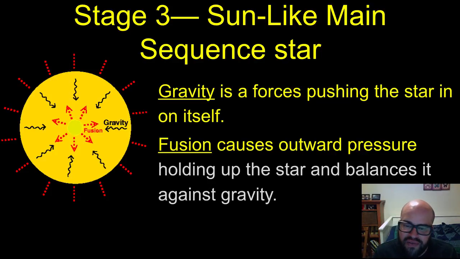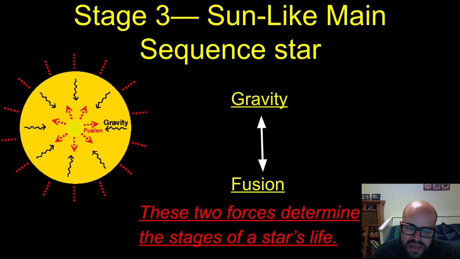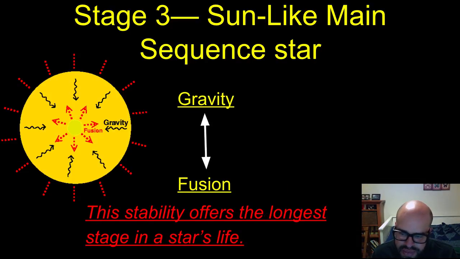And this back and forth, this balance that's eventually reached, is what keeps a main sequence star so steady for so long, because those two things, fusion and gravity, are balanced out. And here goes another diagram showing that. This offers the most stability in a star's life, and so this is going to be the longest part of a star's life. Like, our sun is going to be a main sequence star for 10 billion years. And then it's going to change.